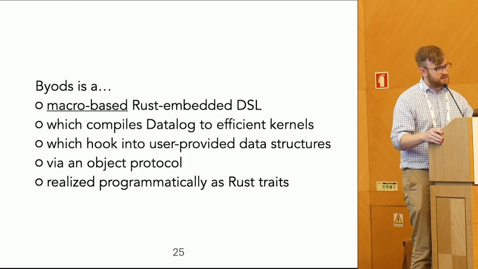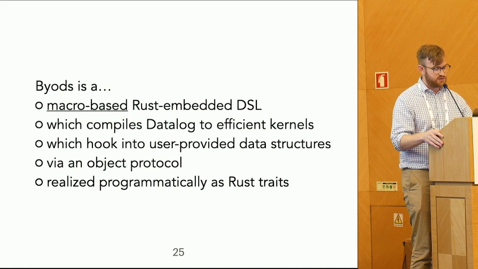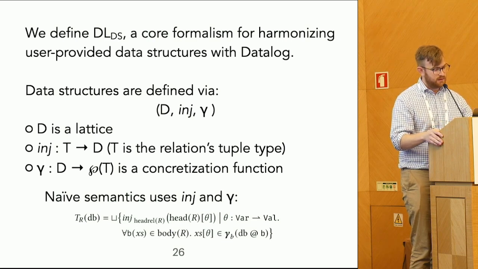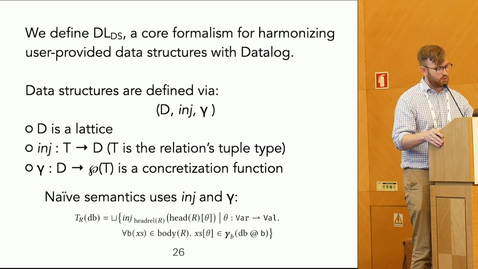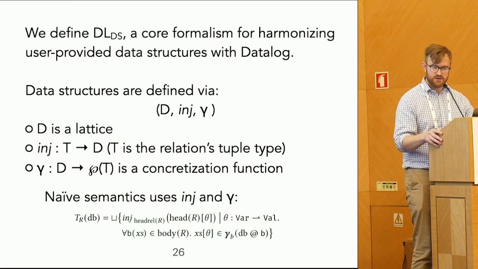So BYODS is a macro-based Rust-embedded DSL that compiles Datalog to efficient kernels, which hook into user-provided data structures via an object protocol, realized programmatically via Rust traits. We have a formalism called DL sub DS, a core formalism for harmonizing user-provided data structures with Datalog. And these are defined by something that's basically not quite a Galois connection. The round-tripping property is not required. This is important for some reasons we explain in the paper.